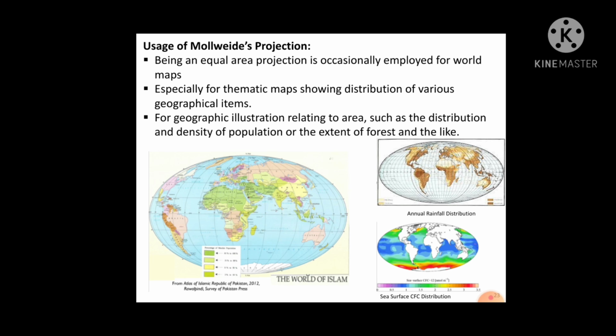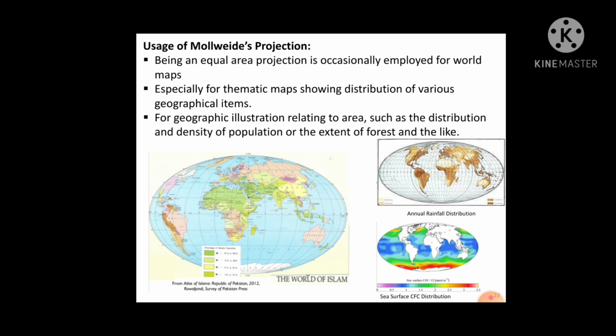These are the views of the projection. When you construct the projection, it will look like this. I have put here three images from the internet. One image shows the Islamic population and its distribution, that is the big one. Then of the top two, the top one is the annual rainfall distribution of the world, and the bottom one is the sea surface CFC distribution. So in this way, if you want to show the global distribution of any phenomenon, this projection is often used.